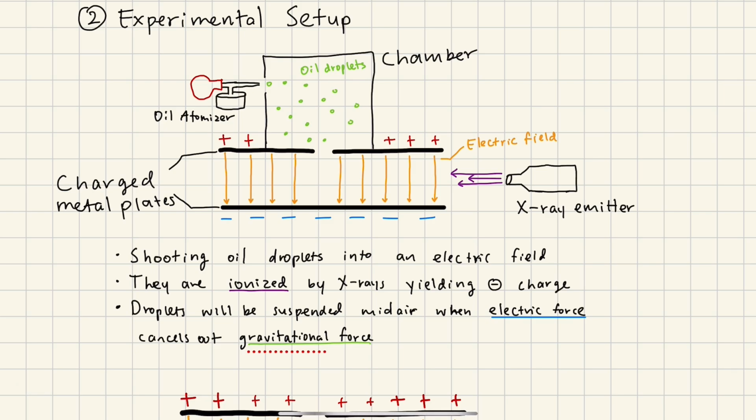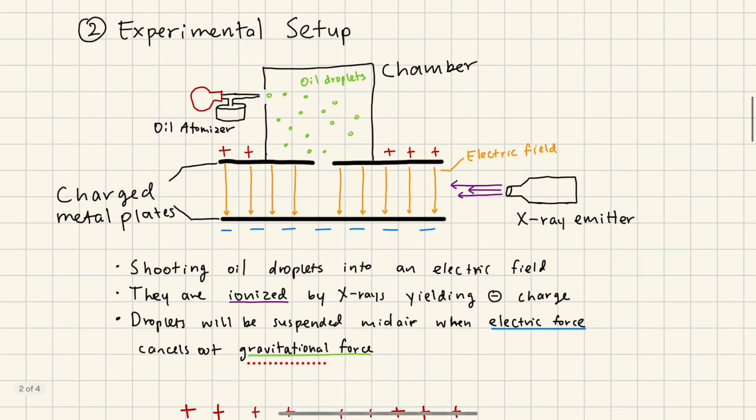The picture I have here below is a rough schematic of Millikan's experimental setup. While it might seem complicated, it's really not. So, starting from the top, he uses this oil atomizer, which is just like a spray bottle, essentially, to inject microscopic oil droplets into this big chamber. So this is basically one of those olive oil spray cans, more or less.